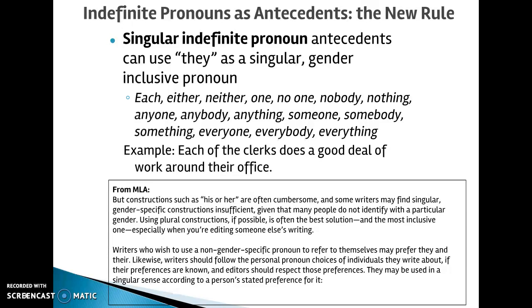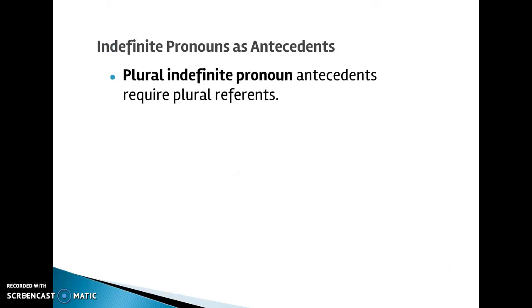So here's our updated example. Each of the clerks does a good deal of work around their office. That way we're being sure to be gender inclusive of any of the clerks since we don't know their specific gender identity. So that's indefinite pronouns as antecedents.